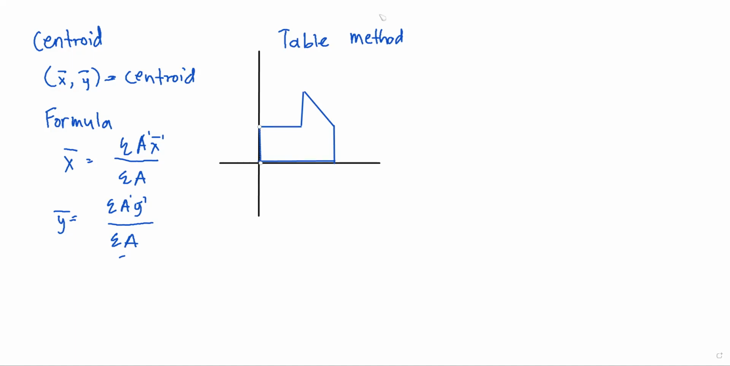So kung mapapansin nyo, hindi siya technically complex, pero sort of complex body siya. As what I said, sa mga complex body, we can break down into simple shapes. So we can i-extend natin yung line dito, and then meron na tayong dalawang shape: meron na tayong rectangle, meron tayong triangle. So sa table method, i-signify nyo kung ano yung shape 1 tsaka shape 2. And then proceed na tayo ngayon sa table.